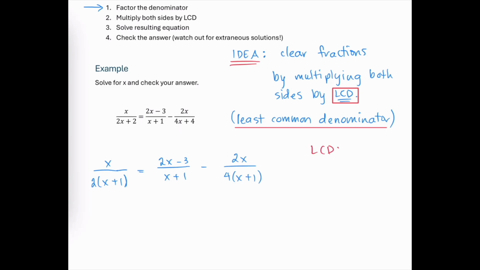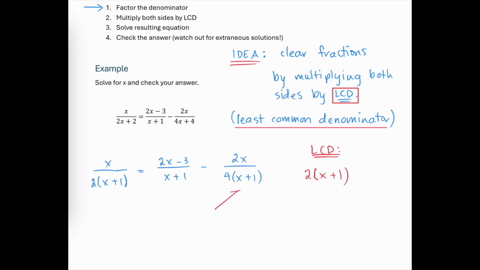The LCD is going to be the smallest quantity that all of the factors divide evenly into. We can determine that LCD by ensuring that it contains all the factors of each of these denominators. So we're just going to begin with the leftmost denominator and pick up all the factors of it. So in order for the first denominator to divide evenly into it, our LCD needs to contain its factors. Then we move to the next denominator and say, well, does our LCD contain its factors? And since we already have an x plus 1, yes, it does. So that second denominator is going to divide evenly into it.